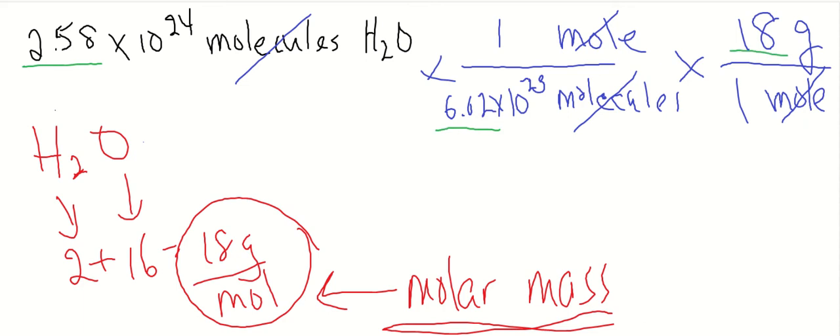So in your calculator, you're going to put in 2.58 divided by 6.02 times 18. I get 7.71. I'm just using 3 digits here. It didn't matter the order. Multiply and division, the order of operation doesn't matter in this case.